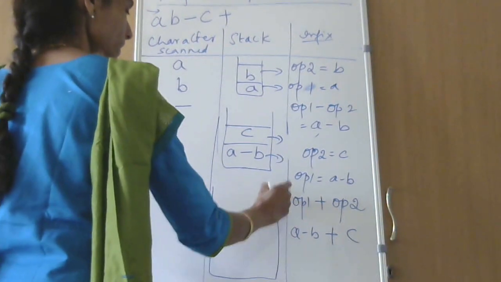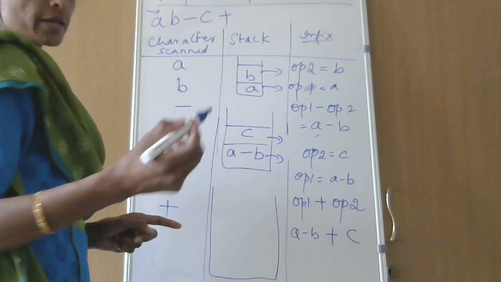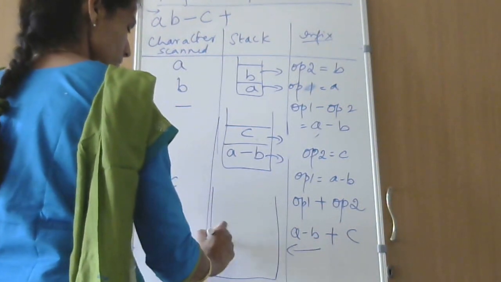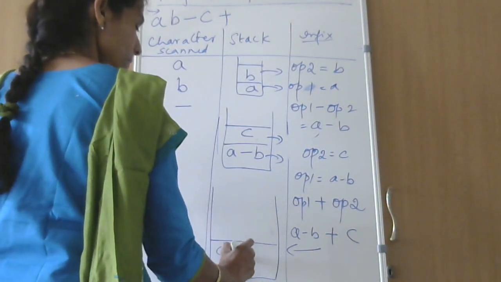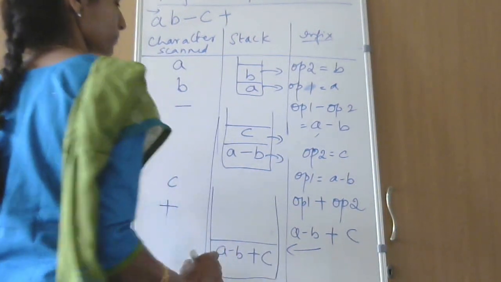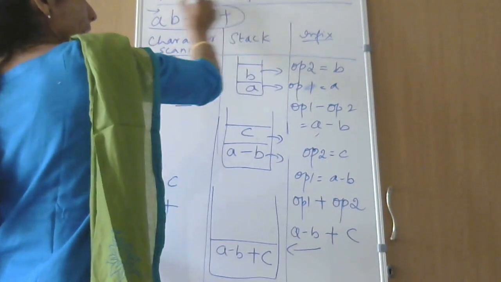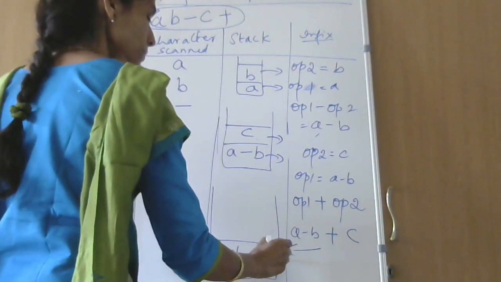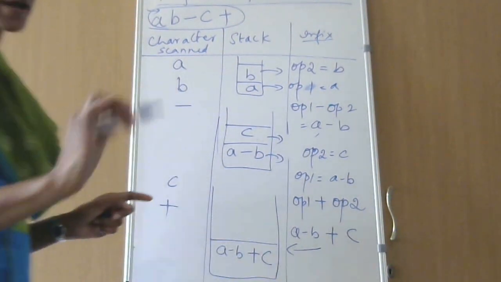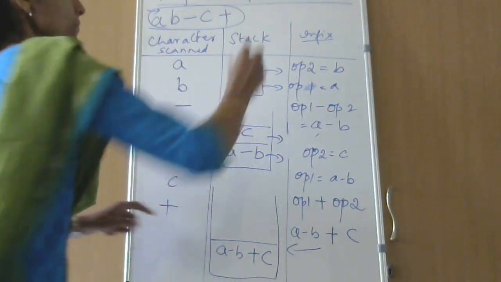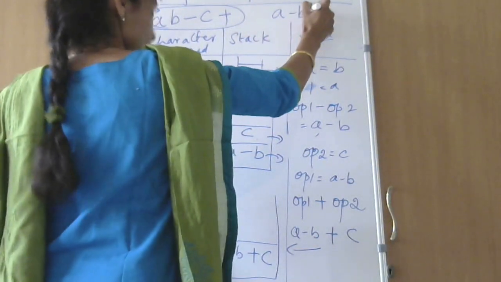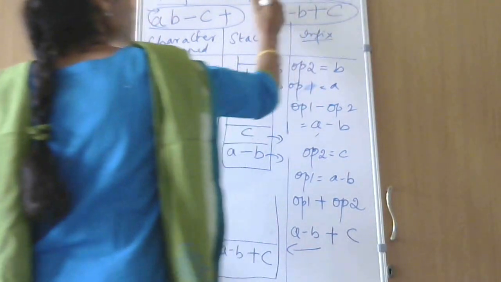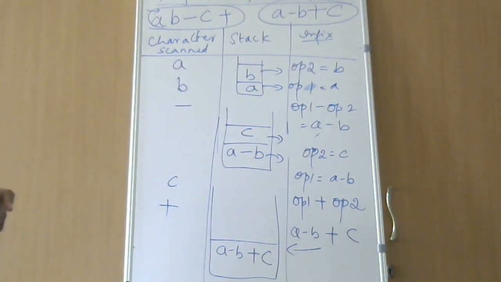What does my stack contain? I have popped out these two, so the stack is right now empty. Push this result. What is my result? A minus B plus C. We are done with all the characters of the postfix expression, so the stack contents will be popped out to display the final result. So what is the final result? Our infix expression will be A minus B plus C. This is the infix of the given postfix.